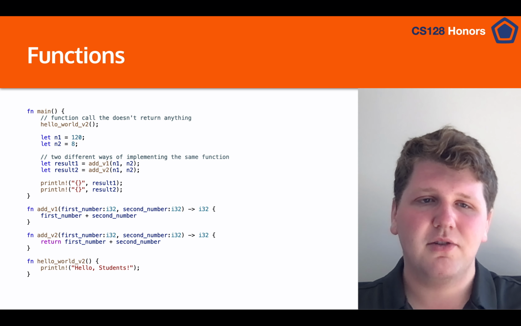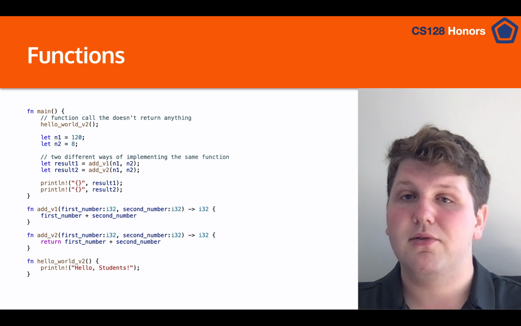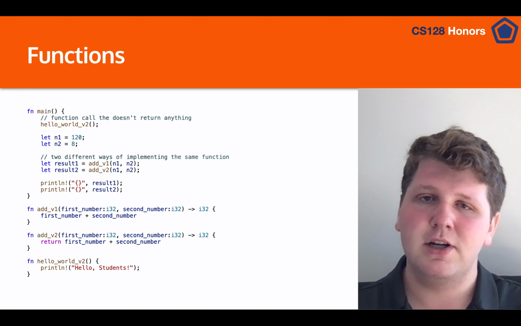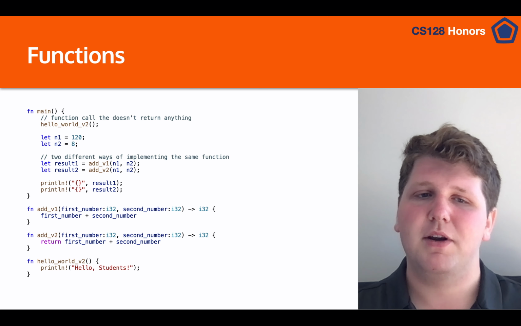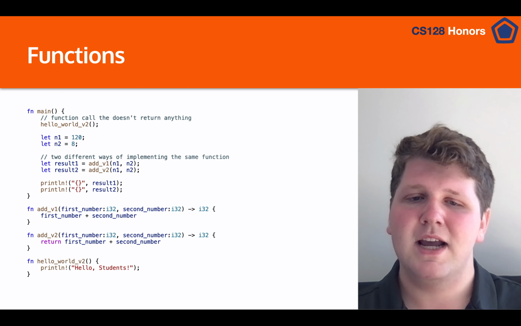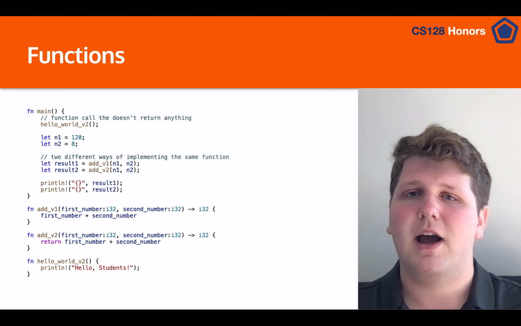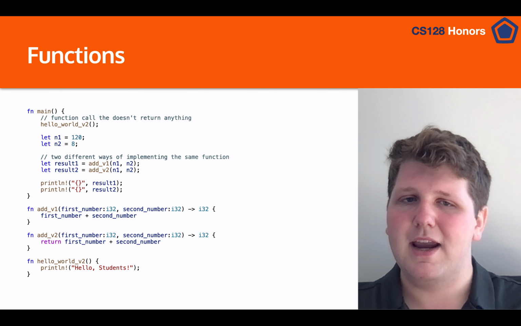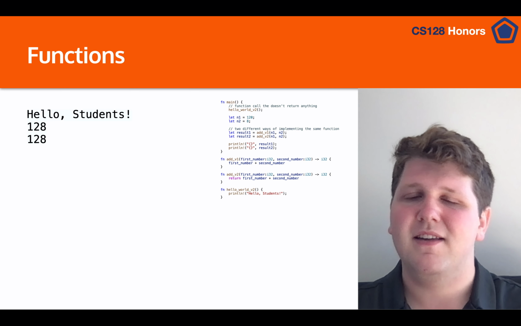So now looking at this code right here, we have a little bit of a more complex function. We have hello world v2, which is a void function, which when we call it is going to print out hello students, and then we create a couple of numbers, and then we call a couple of add functions. Each one does it a different way by either having the return statement or not. They add the numbers 120 and 8 to get 128, and so when we run this, it'll say hello students, and then 128 twice.